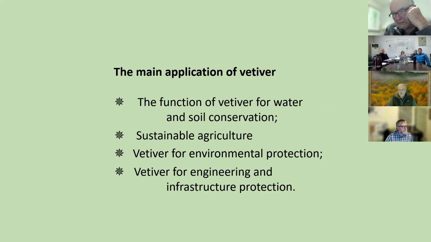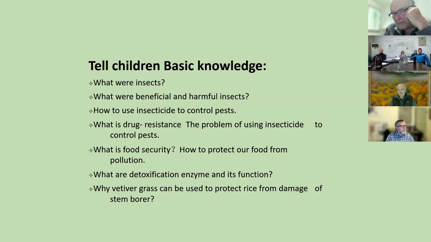In this play, or in this performance, we mainly introduce the main applications of Vetiver, including the function of Vetiver for water and soil conservation, sustainable agriculture, Vetiver for environmental protection, and Vetiver for engineering and infrastructure protection. Yeah, tell the children basic knowledge. What are insects? What are beneficial and harmful insects? How to use insecticide to control pests? What is drug resistance? The problem of using insecticide to control pests.